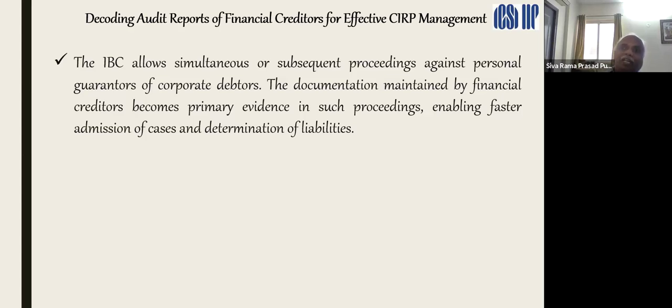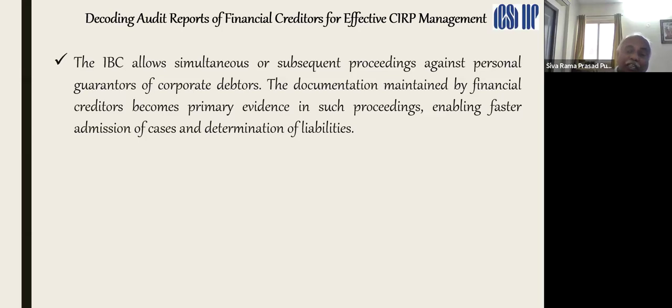That deed of guarantee is also covered under the Limitation Act. If there is no deed of guarantee and the directors have not given any personal guarantee for the company loans, there is no question of a personal guarantor to corporate debtor. Once the deed of guarantee is given, then only the PG to CD or corporate guarantor will come into the picture. Otherwise, no. The document maintained by the financial creditor becomes the primary evidence.